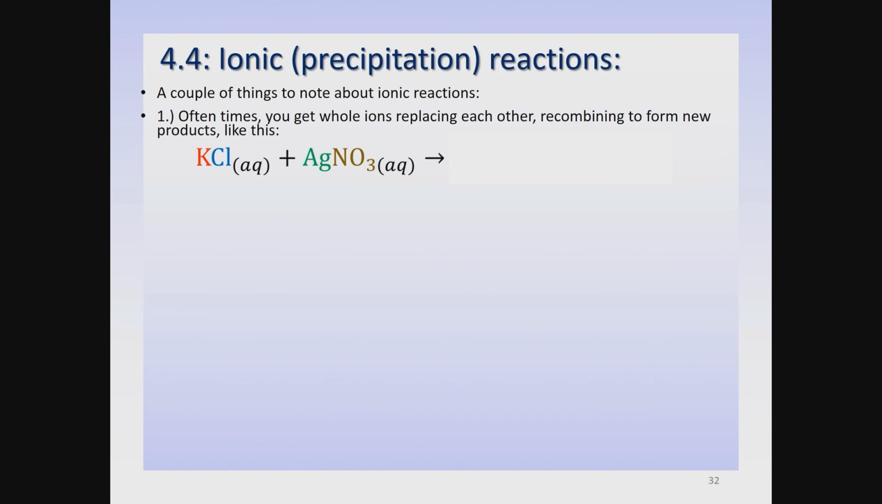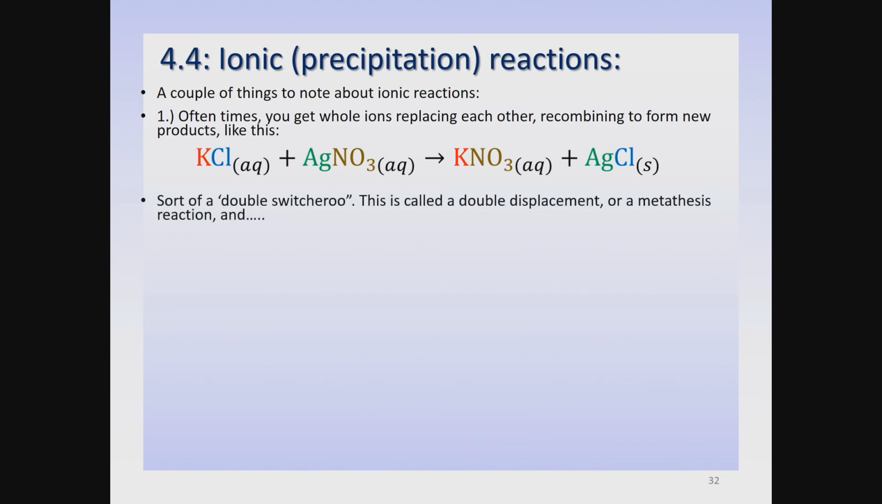To understand an ionic reaction, it helps to understand that this basically happens. So you see that red K there? What will happen is the K will break off the Cl and stick to the NO3, and it'll push off the Ag, the silver, and then the Ag replaces the K on the Cl. So you get those two product compounds. Now the K is stuck onto the NO3 and the Ag is stuck onto the Cl. I kind of call this a double switcheroo. It's also called a double displacement reaction, or it can be called a metathesis reaction.